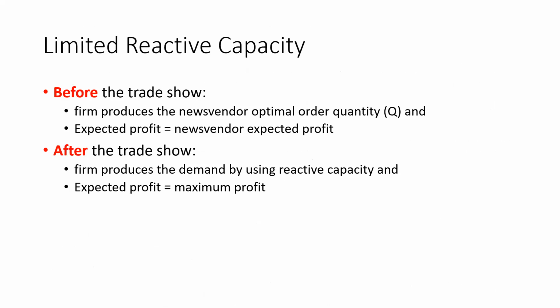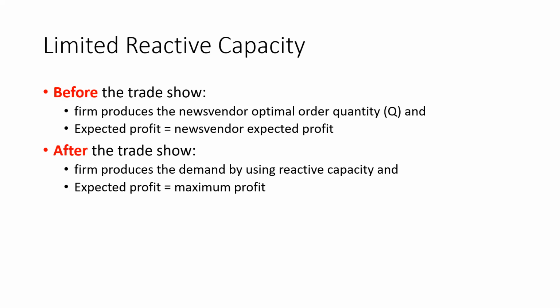Okay, let's move on to the limited reactive capacity. So this part is very important. It's going to be like 40% of your final exam score. So it has a trade show. Before the trade show, the firm produced using the newsvendor model, the optimal order quantity, and the firm's expected profit is equal to the newsvendor expected profit.